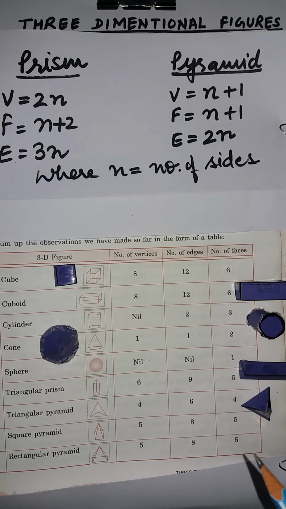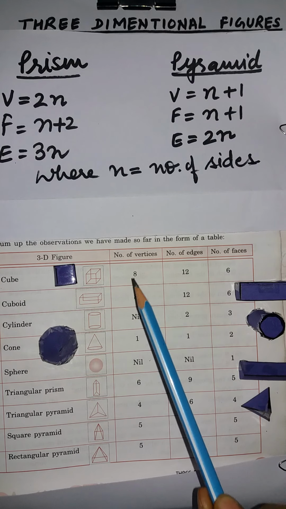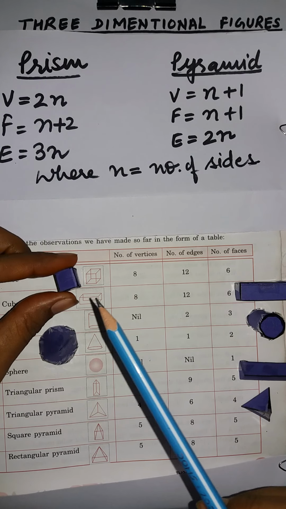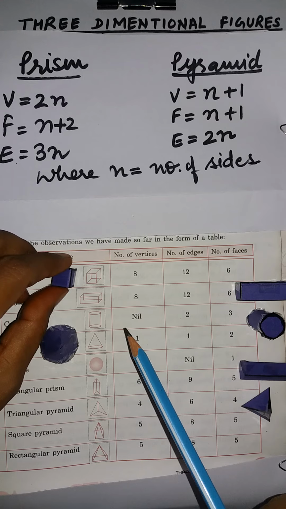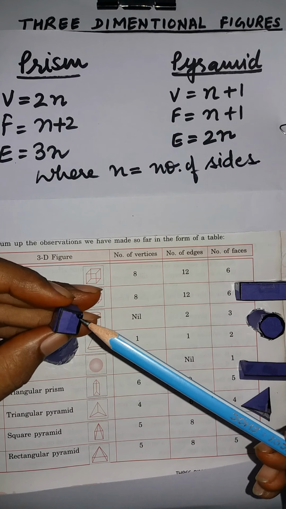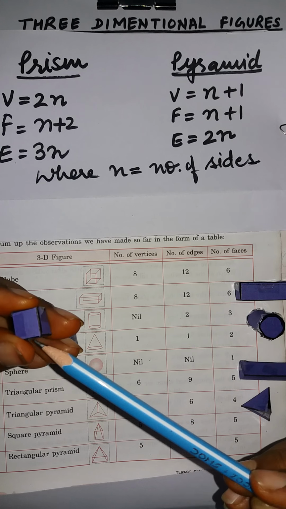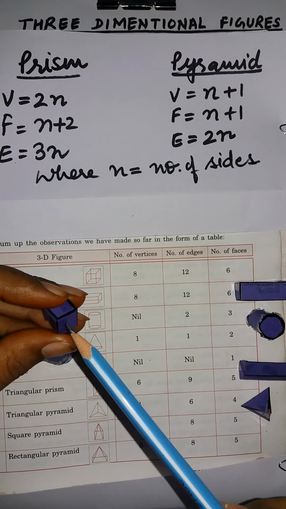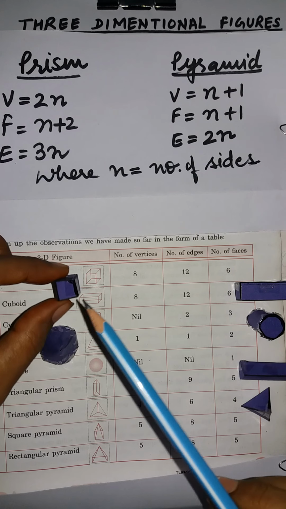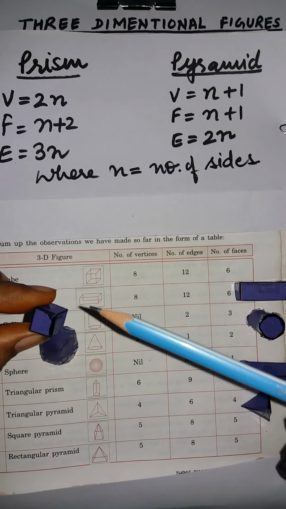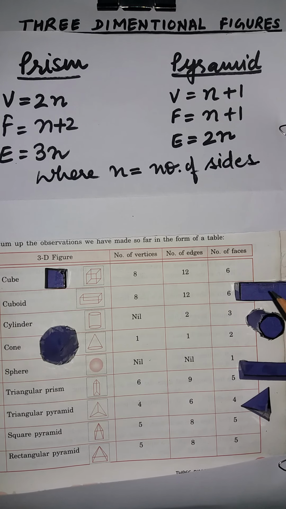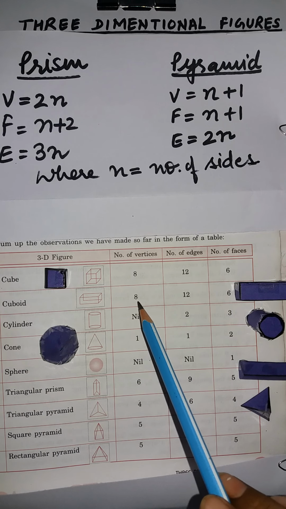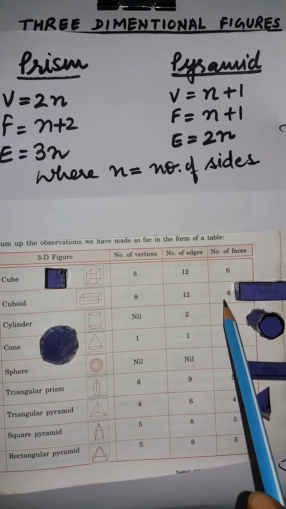Let us sum up the observations we have made so far in the form of a table. Cube, which has number of vertices 8. Number of edges 12. 1, 2, 3, 4, 5, 6, 7, 8, 9, 10, 11, 12. Number of faces 6. 1, 2, 3, 4, 5 and 6. Similarly, we have cuboid here, which also has 8 vertices, 12 edges and 6 faces.